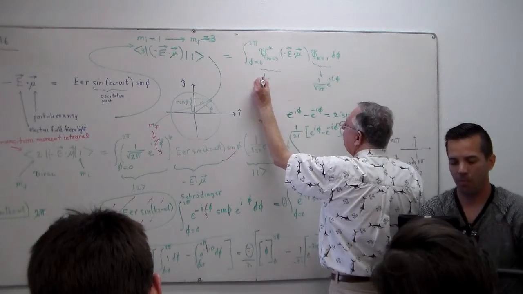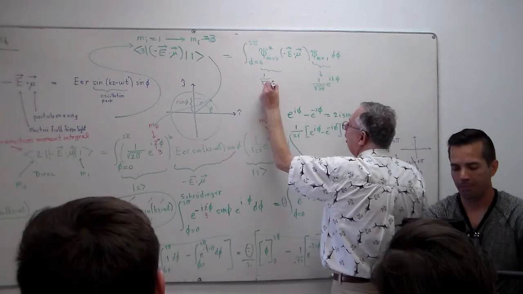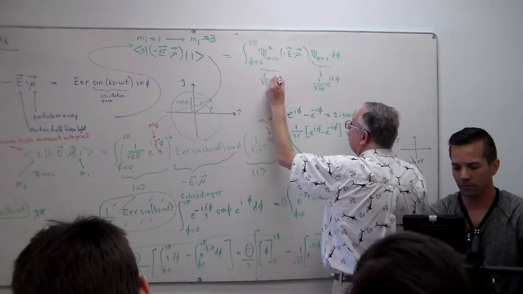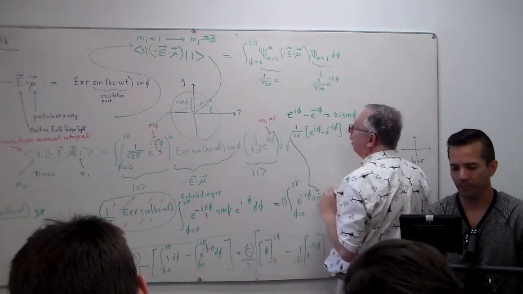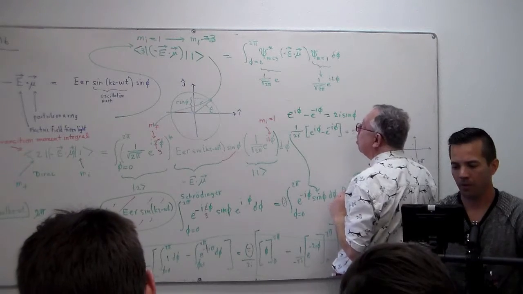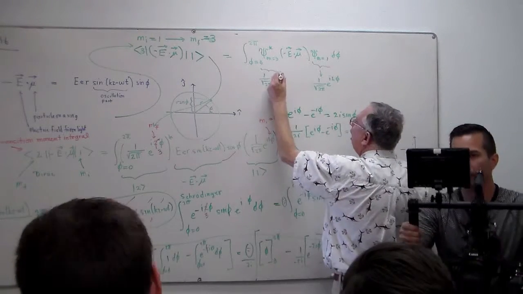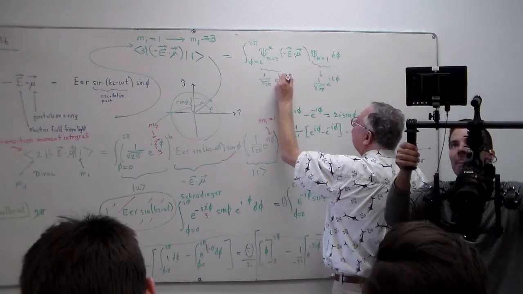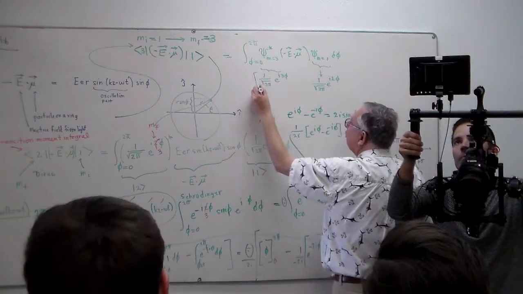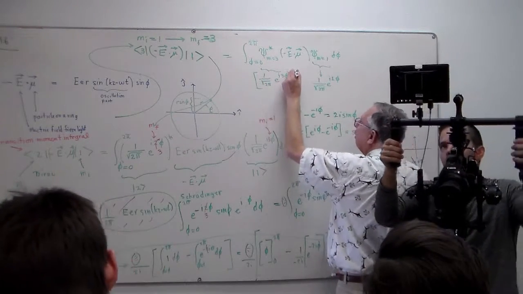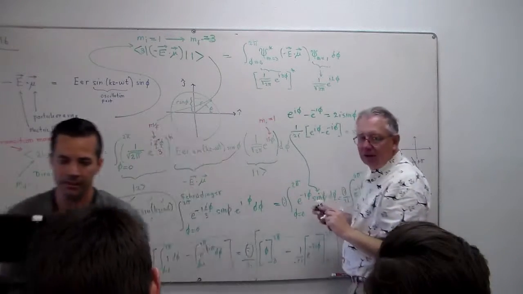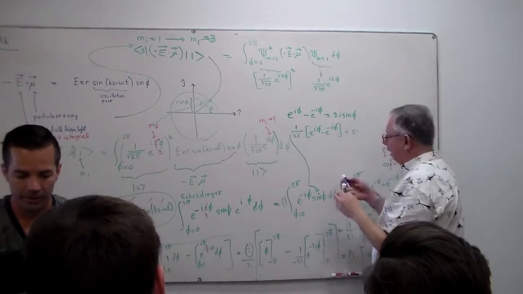Okay, and what would I write here? I'll give you a hint again. 1 over the square root of 2 pi. Go ahead and write your note real quick, and then e to the what? E to the i 3 phi, but it's complex conjugated, so I put a star on there. Same thing for you. Go ahead and take your note.